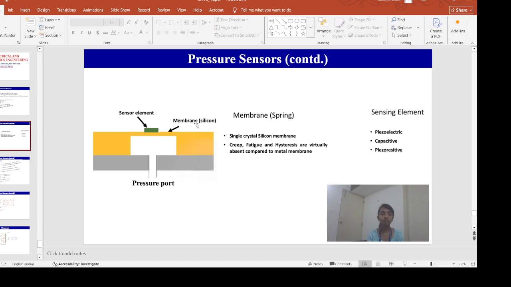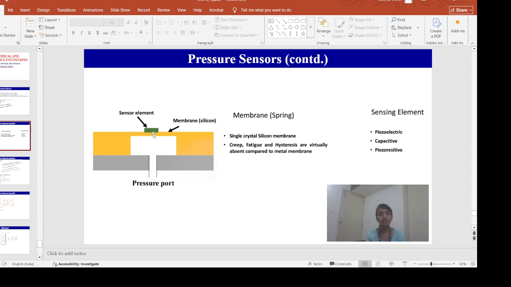Usually as membrane we are using the silicon, because the Young modulus of the silicon and the deflection of the silicon are very well known and standard. Okay. Now on this cantilever we are placing a sensing element.